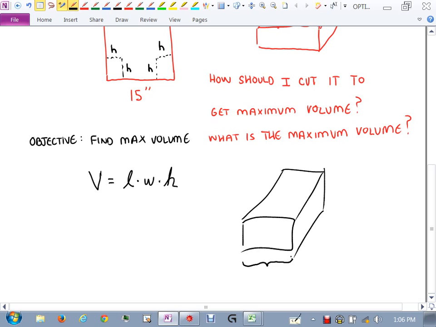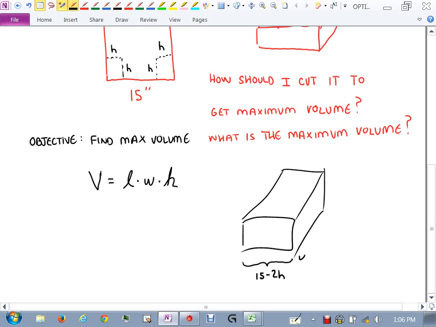15 was the original width, right? From here to here was 15. But when you fold up everything, it's only going to go from here to here. So it's the 15 you had before, but then you took off h from each end. So that's 15 minus 2h. Agreed? So this is 15 minus 2h.